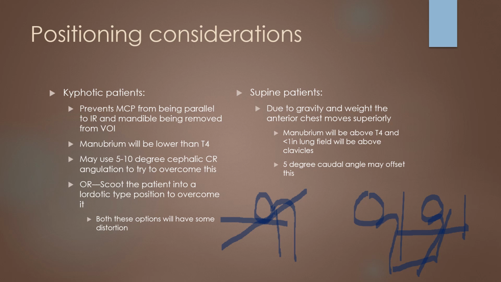Patients that are supine and can't be moved, due to the gravity and the weight of the anterior chest, the chest is going to move superiorly, which is going to push the clavicle superiorly. So if that is the case, you're going to need to utilize your angle. Add a little bit of an extra caudal angle to shoot those clavicles down.